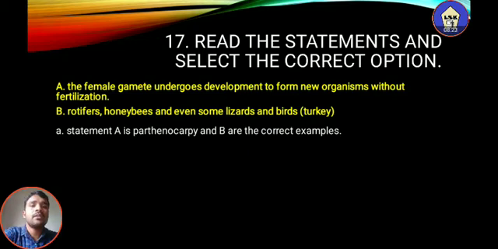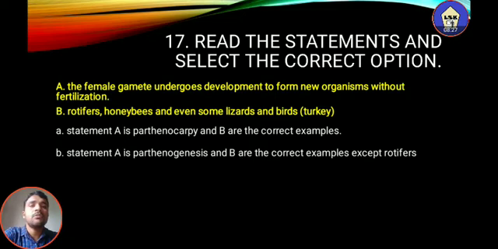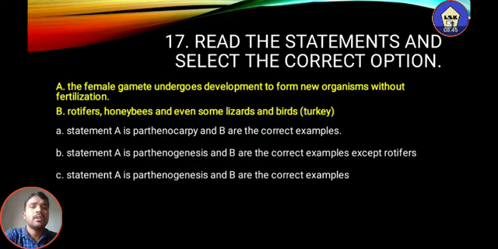Option A, statement A is parthenocarpy. Wrong. Option B, statement A is parthenogenesis. Correct. And B are the correct examples except rotifers. Rotifers are an example of an organism that reproduces by parthenogenesis. So that is the wrong option. Option C. Statement A is parthenogenesis and B are the correct examples. Yes, this should be the right answer.